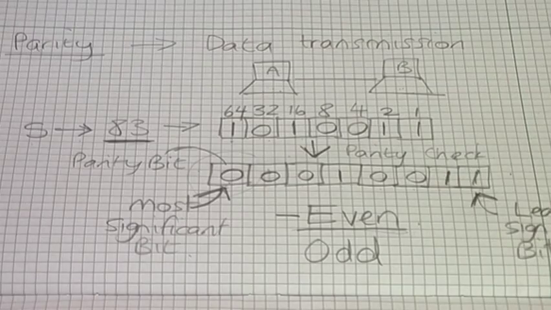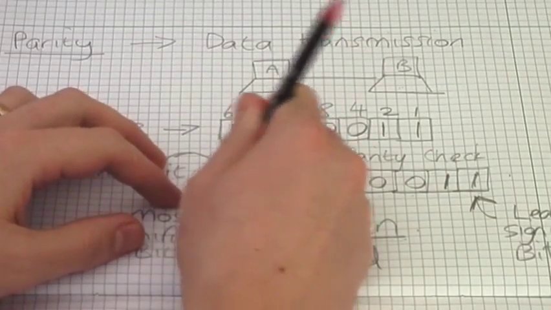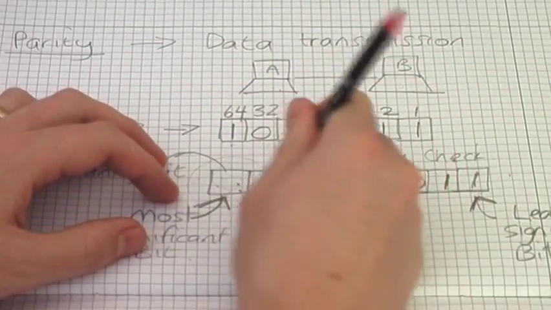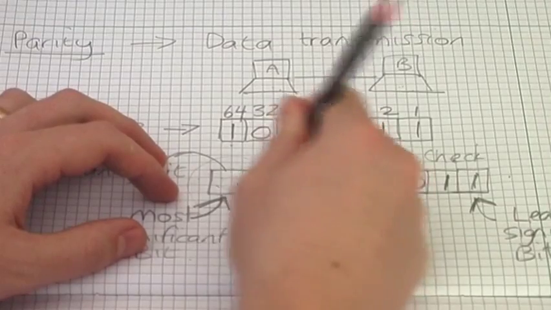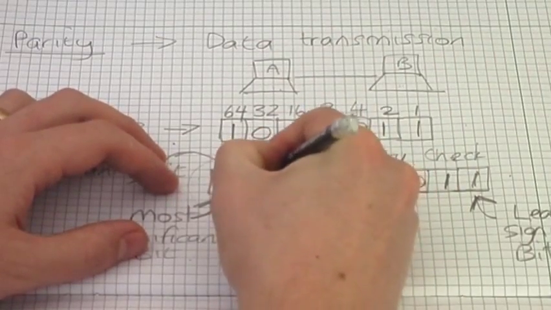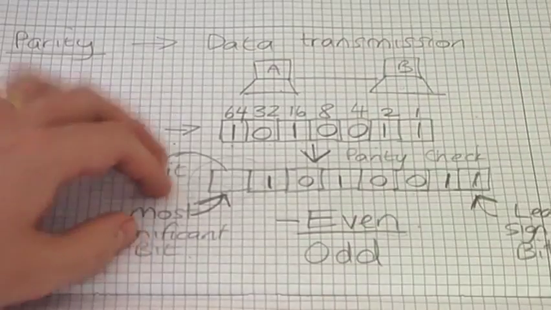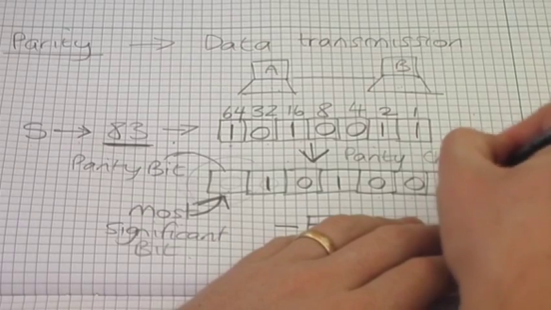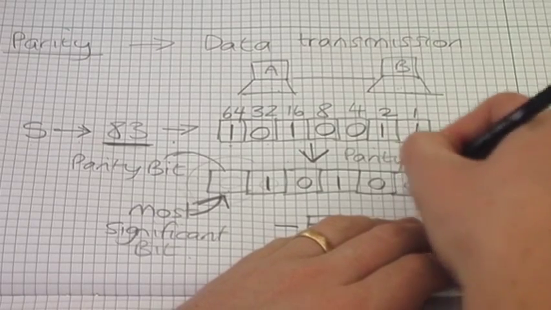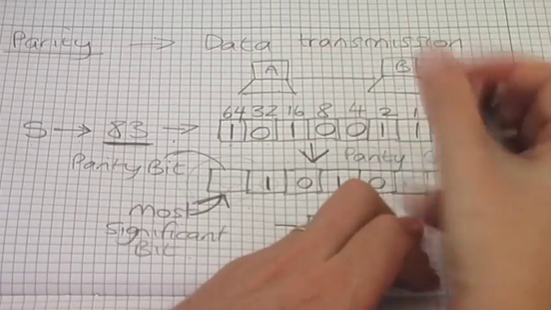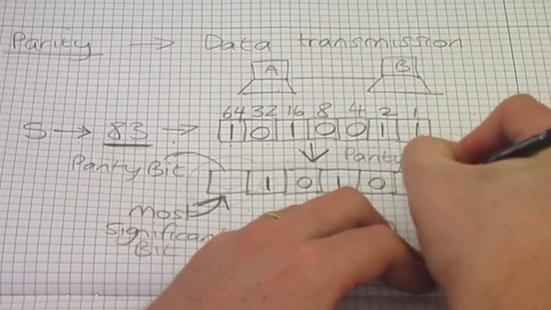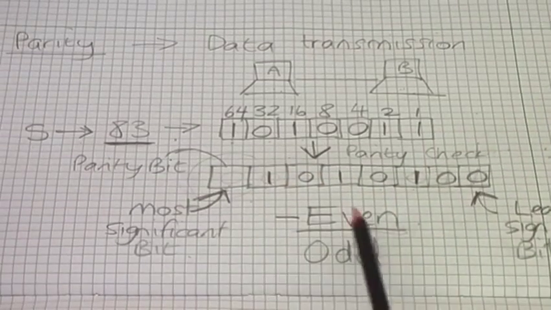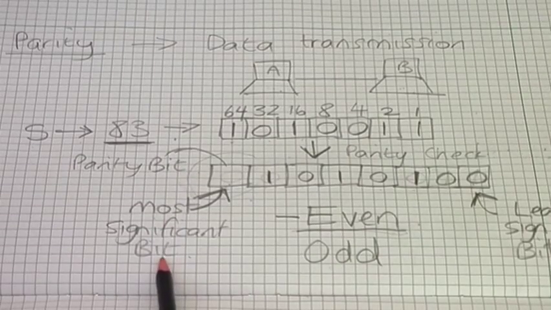Now let's see what would have happened if computer A was going to send something different. Say computer A was going to send T, the letter T. Well, the letter T is the number 84. So this is going to change. This becomes a 1, this becomes a 0 and a 0. Imagine that we're sending the letter T. We're still using even parity, we're still using the most significant bit.